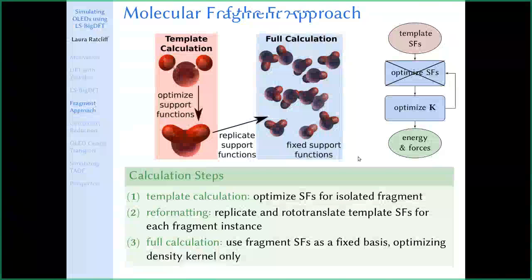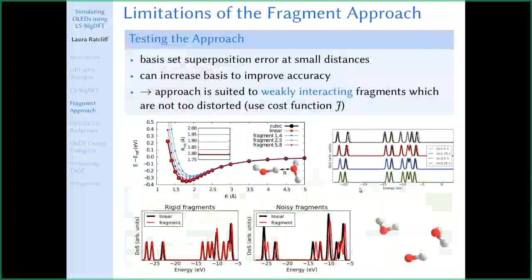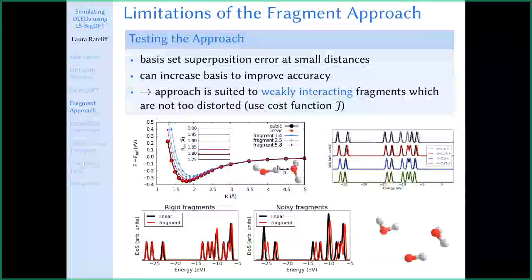So how well does this approximation work? Well, it depends very much on the system. If we would consider a water dimer, we can see that as the water molecules approach each other, we start to get very large errors compared to fully optimizing the basis, because we've assumed that the molecule should be infinitely separate and gas phase-like. But of course, as we go to larger distances, this approximation is better and better. So it depends how closely interacting your molecules are as to how well this approximation works.